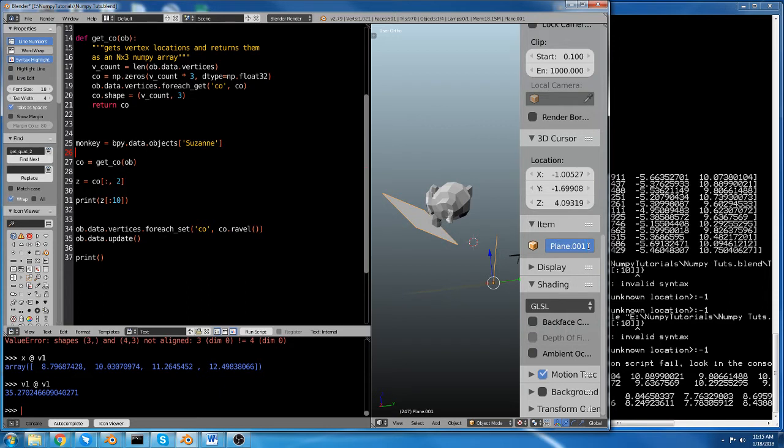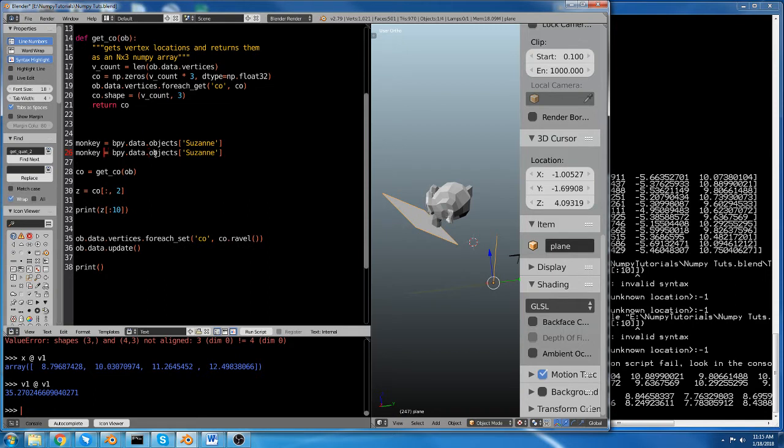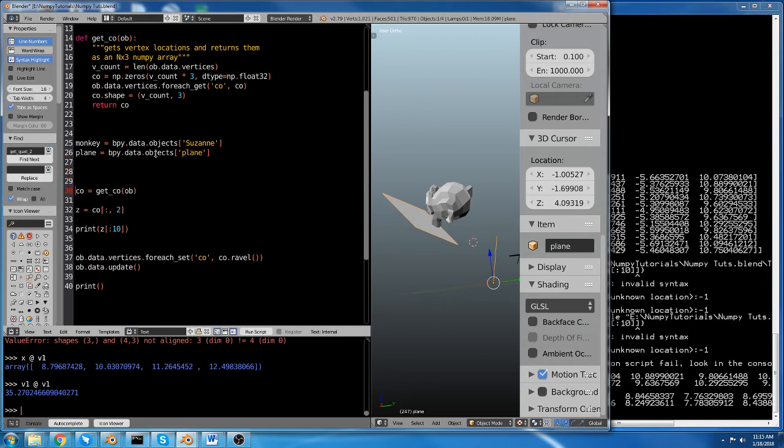The plane in Spain falls mainly on the brains of the Dane who, we're going to name it plane with a small p. And we're going to say plane equals that. Alright, those are our two objects.